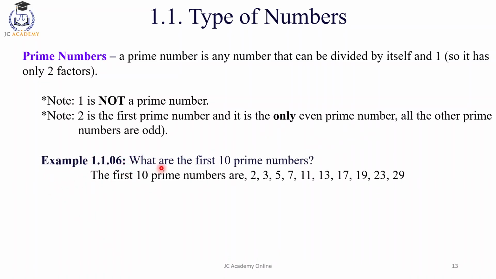So we have an example. What are the first 10 prime numbers? So the first 10 prime numbers are 2, 3, 5, 7, 11, 13, 17, 19, 23, and 29. So all of these numbers only have a factor of 1 and themselves, basically. So it's just 1 times 2 equals 2, 2 times 1 equals 2. There are no other two numbers that, when multiplied together, give you any of these numbers. So these are all prime numbers.